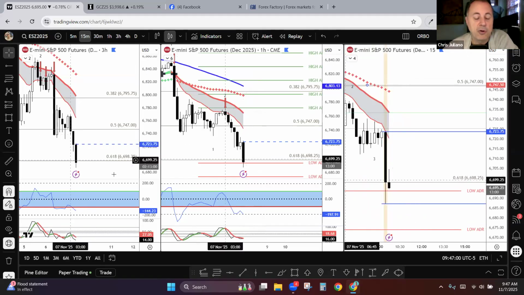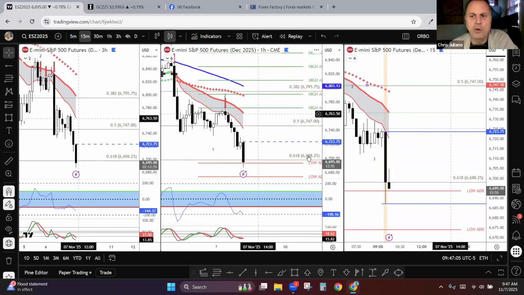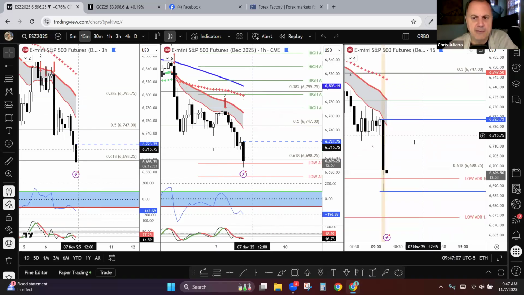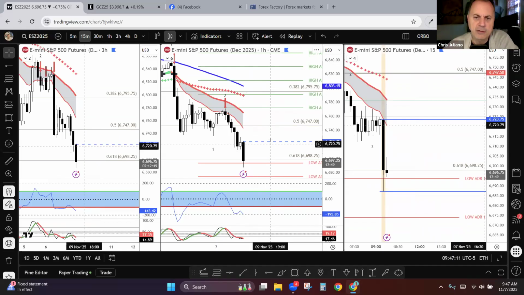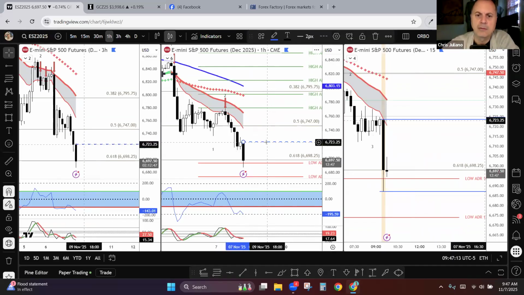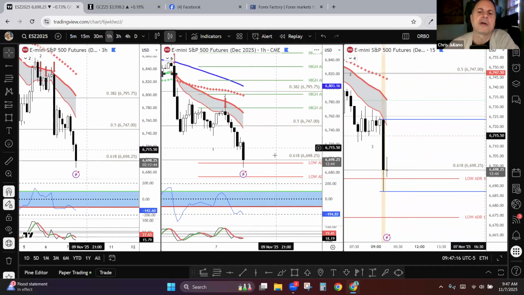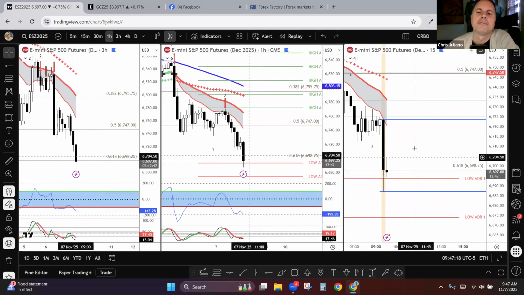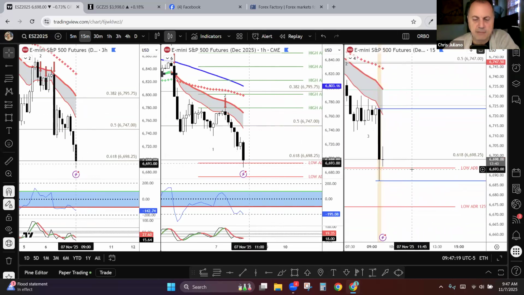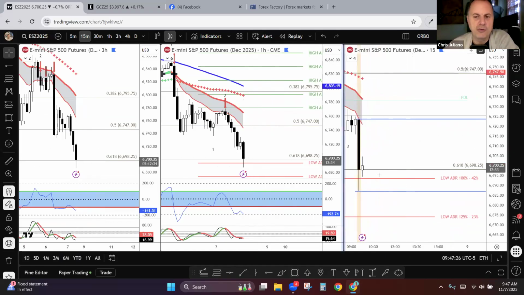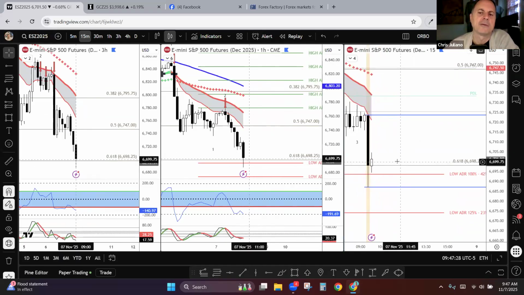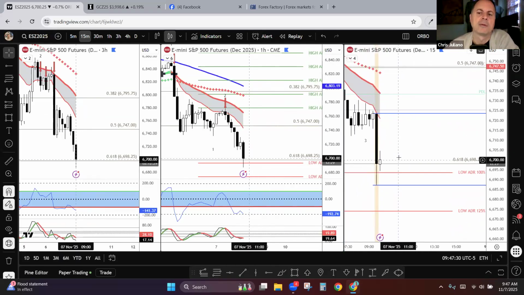Because of the context of all 3 of these charts, when you're using 3 hour, 1 hour, and 15-minute together, you've got more of an edge to the downside, don't you? More of an edge to the downside. The fact that it hit the very first ADR checkpoint, that's just one piece of information, and we're using that as a target for our downward move.